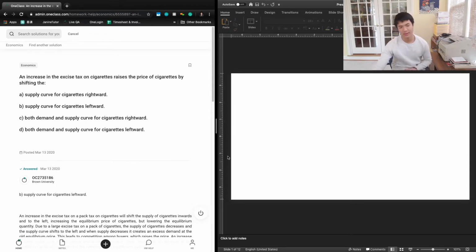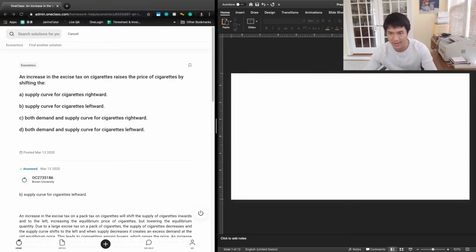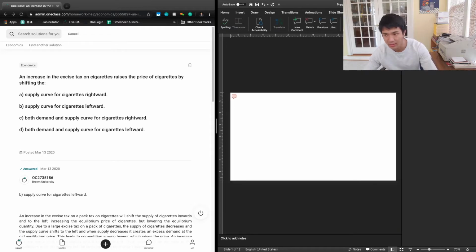So again, let's take a look at what an excise tax is going to look like. Assuming that the tax is going to be on the seller side, we know it's going to affect the supply curve. I don't think any tax affects both supply and demand, right?